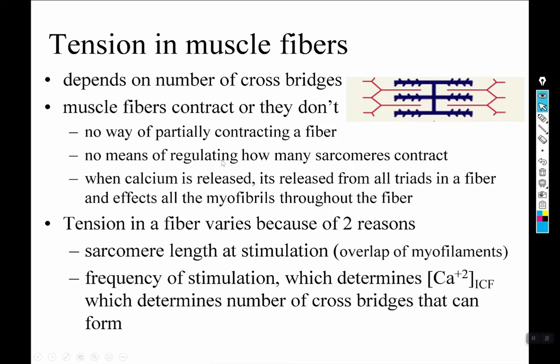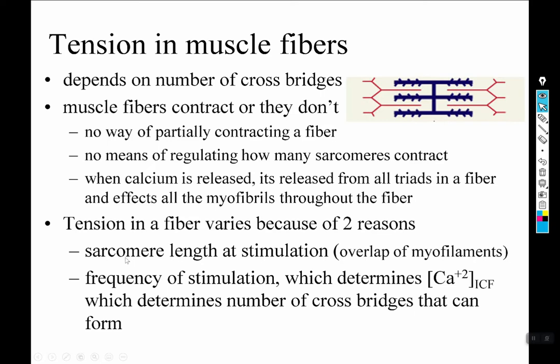So tension in a fiber varies for two reasons. One, sarcomere length when the stimulation occurs. It's not the case that during relaxation, a sarcomere is going to completely get rid of its zone of overlap. The zone of overlap is going to be at some state of partial contraction. And how much partial contraction there is, how much overlap of the myofilaments there is, is going to be proportional to the ability of that muscle to generate tension. That's called the length-tension relationship, and we'll explore that.